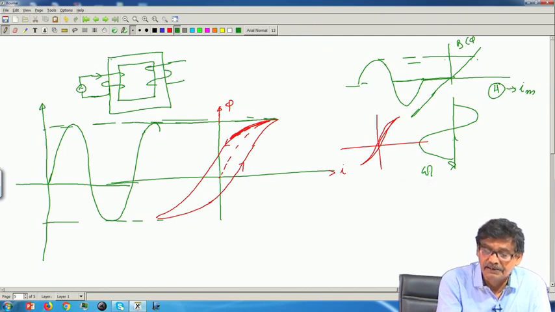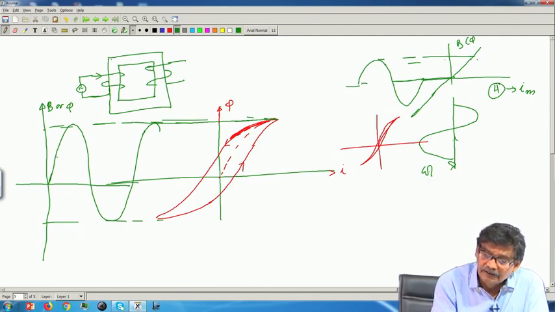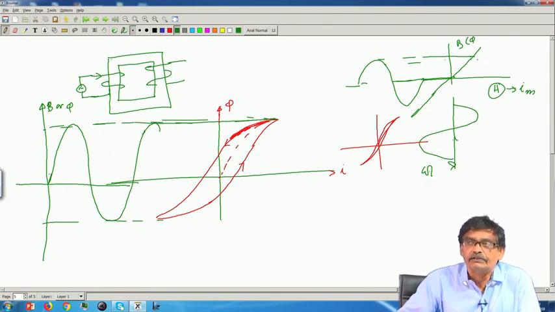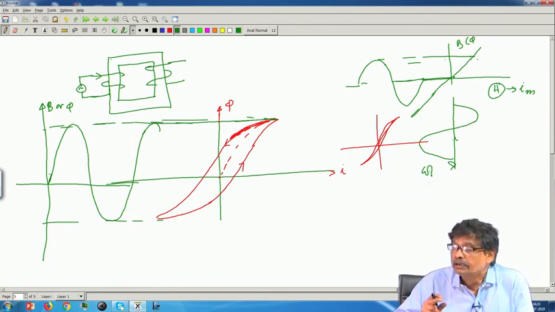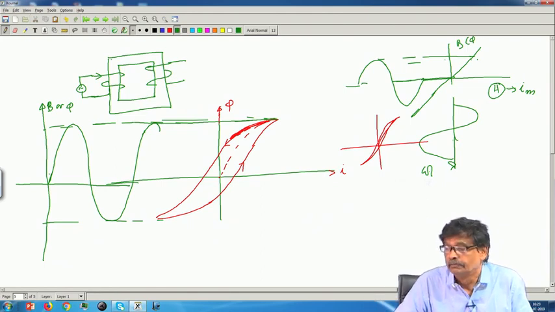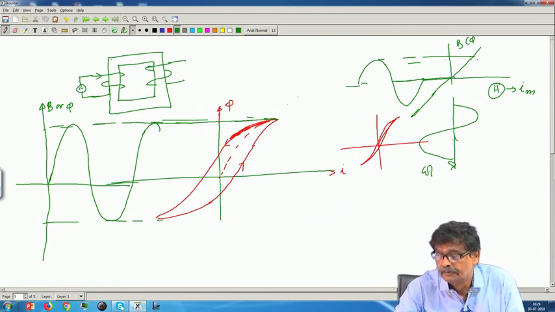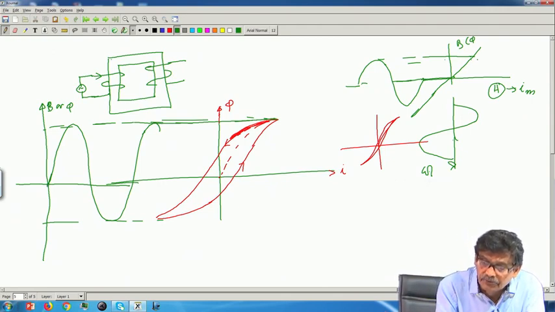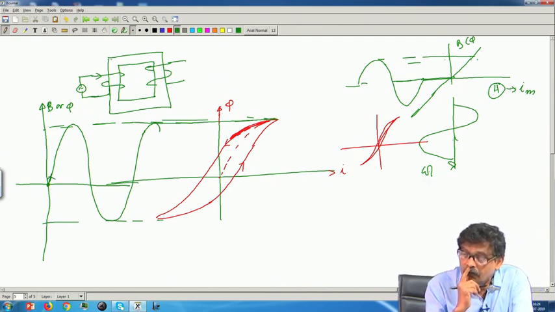Suppose this is B or phi. Suppose I want to create a sinusoidal flux, what should be the nature of the current? I now know it cannot be purely sinusoidal, because it is not a linear line relationship. For example, when B is 0 at this point and it is increasing, where from should I read the value of the current? This is omega t equal to 0, say. B is increasing.